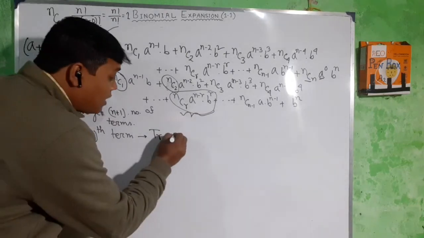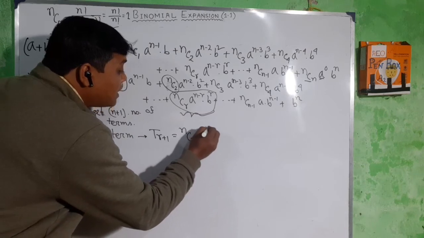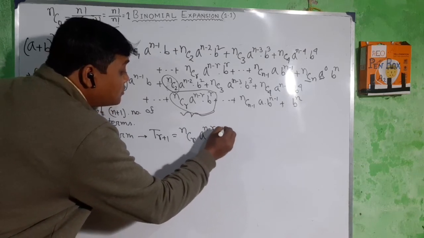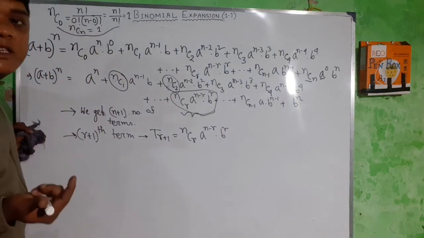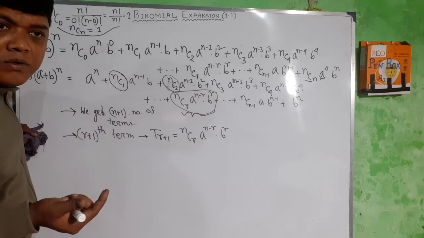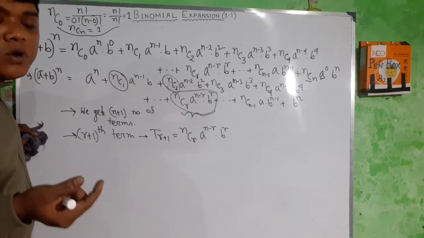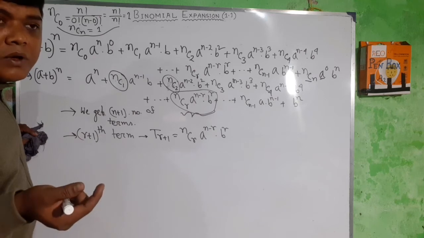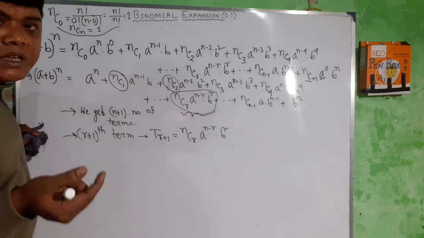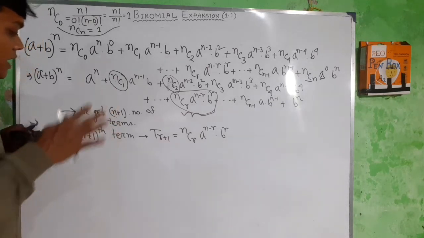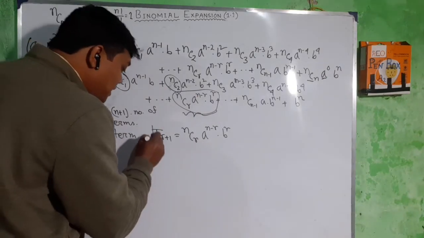Okay, so for the (r plus 1)th term, the expression is nCr a to the power n minus r b to the power r. If any confusion arises, then just recall (a plus b) whole square. How many terms? Okay, a square plus 2ab plus b square. Okay, (a plus b) whole cube. How many terms? Four terms. Which one is the second term? 3a square b. What is the third term? 3ab square. Okay, so T(r plus 1) is nCr a to the power n minus r b to the power r.